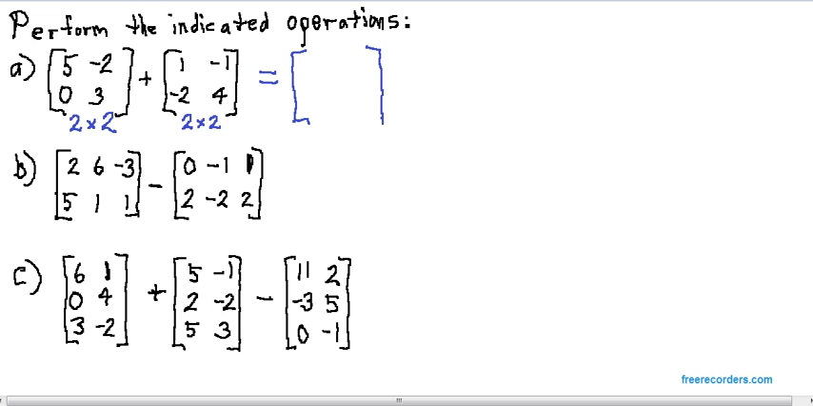So, the way you get the number in the upper left-hand corner, the number that goes in row 1, column 1, is you take the 5 from the first matrix, the 1 from the second matrix, and since the matrices are being added, you add their elements. 5 plus 1 is 6. To get the result that goes in row 1, column 2, you take the numbers from row 1 and column 2 of each matrix, and since the matrices are being added, you add them. -2 plus -1 is -3.